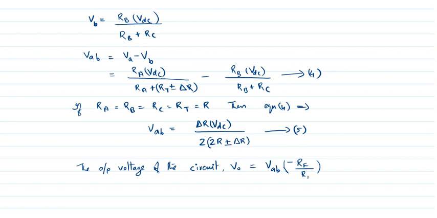So just substitute equation 5 into this equation. Then we can write V0 will be equal to delta R VDC divided by 2 into 2R plus delta R, into RF by R1. Okay, so this is the equation.